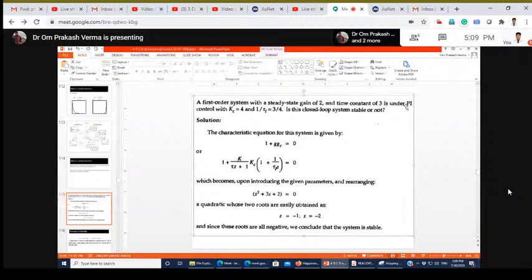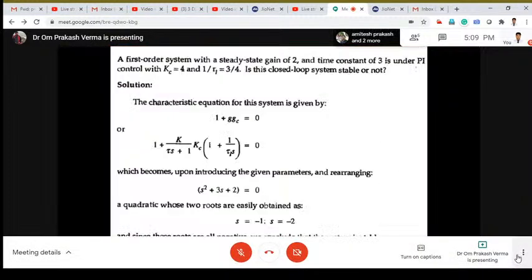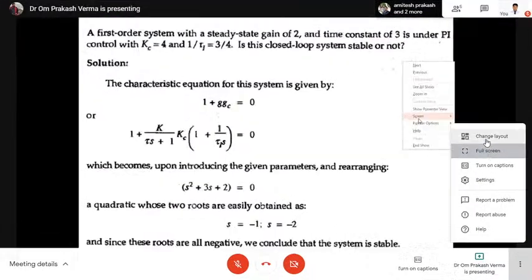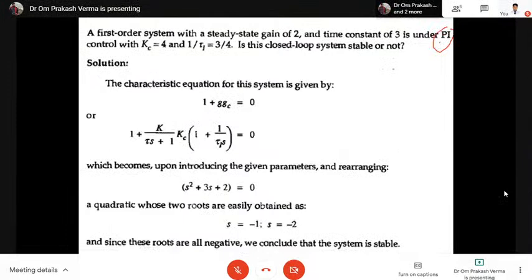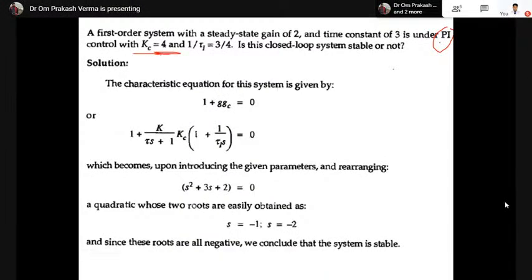PI means proportional plus integral control, and Kc is given in the PI control, we will discuss it after some time. There's no problem in this one. You can understand this. If you're not able to understand, I will discuss it in some moment.